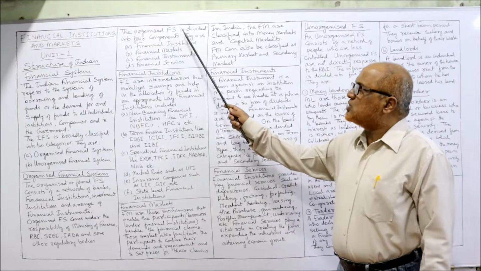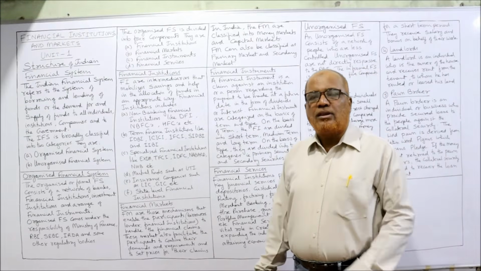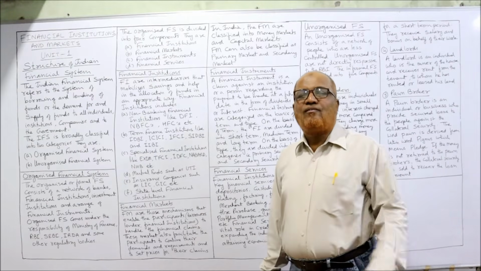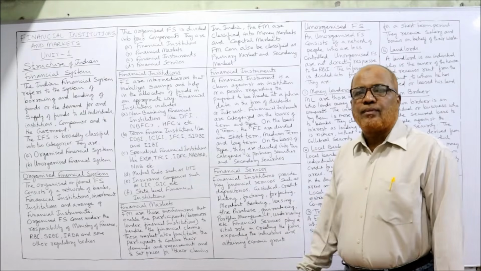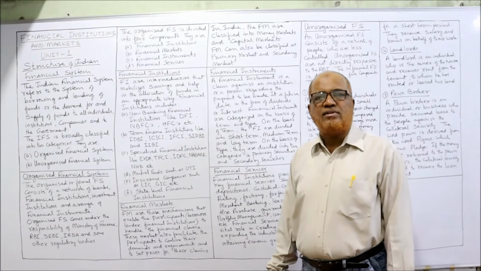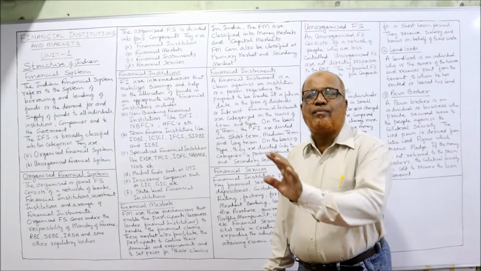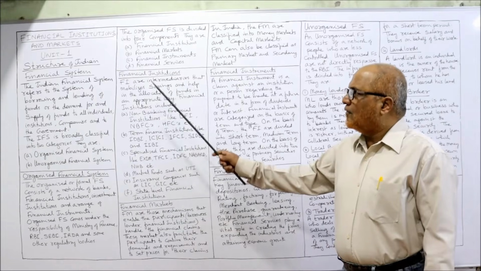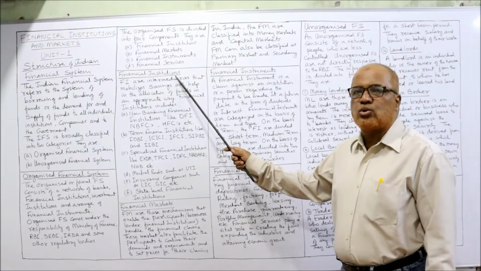Now, the organized financial system is divided into four components. The four components are financial institutions, financial markets, financial instruments, and lastly financial services. These four are the components of the organized financial system. Now one by one we will discuss. First of all, financial institutions.